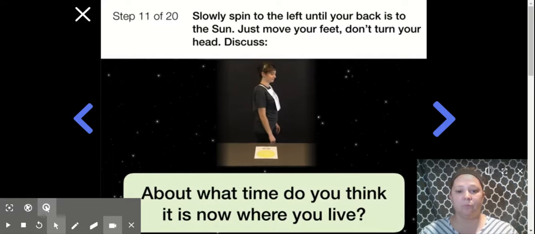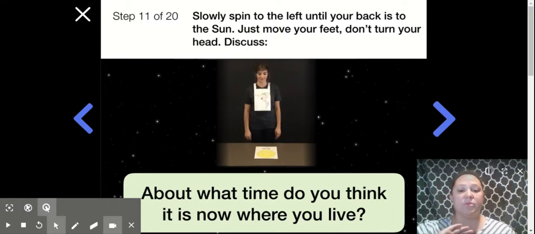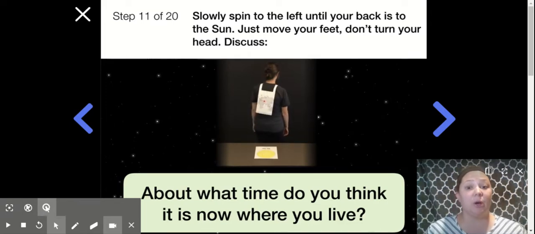Both of you slowly spin to the left until your back is towards the sun. Because you're pretending to rotate like the Earth on its axis, you want to make sure that you just move your feet. Don't turn your head. Then discuss this question. And so now you can see that second red dot, which is exactly going through the center of the Earth from California, and it is somewhere there in Europe.